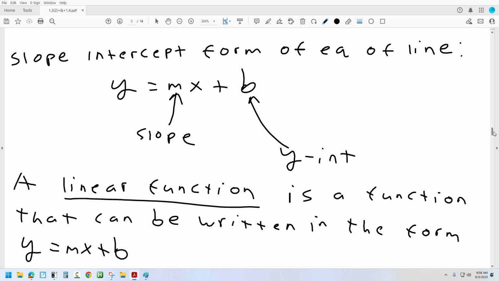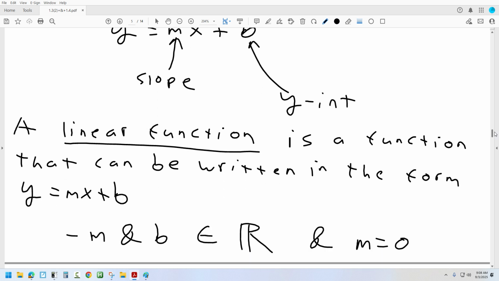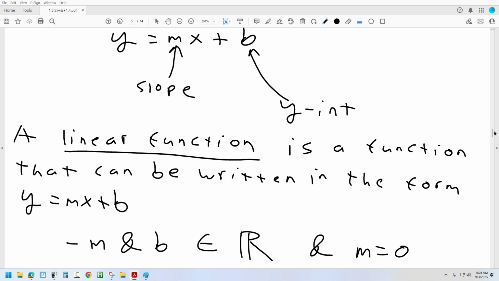So a linear function is anything that can be written in the form y equals mx plus b. Okay, a couple conditions on the m and the b. In our book, the m and the b have to be real numbers. So you can't have a complex or an imaginary slope or intercept. And to be a linear function, the slope cannot equal 0.